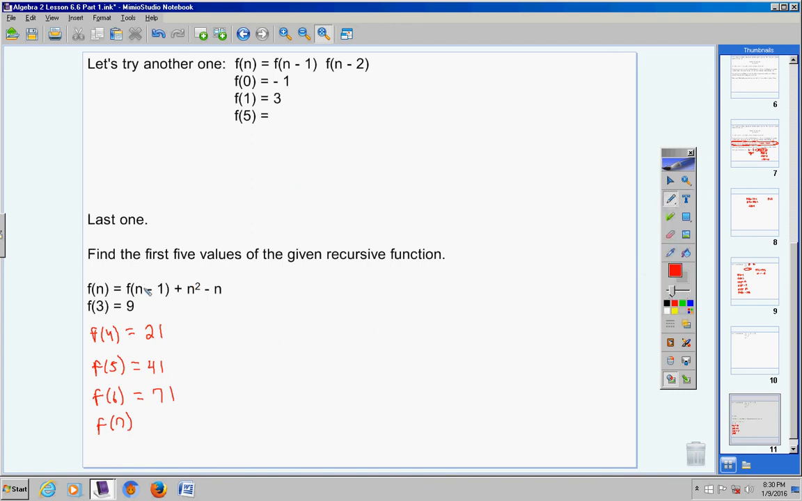Okay? Alright. And then lastly, f of 7. Alright? So I'll put a 7 right here. 7 minus 1 is 6. Put a 7 right here. 7 squared is 49. And then minus 7. Alright? F of 6 is 71. So 71 plus 49 would be 120. And 120 minus 7 would be 113.